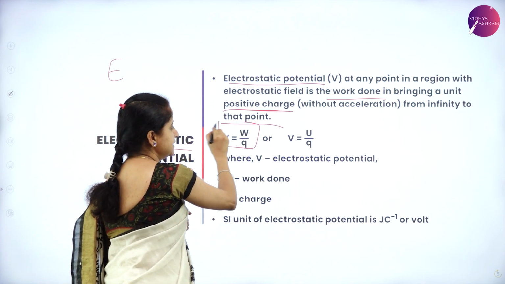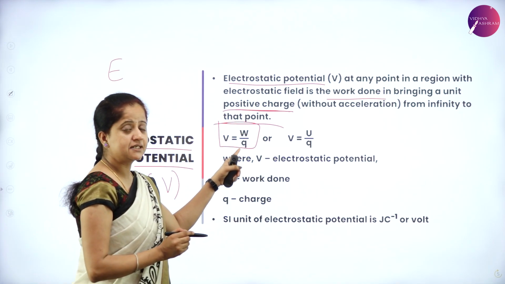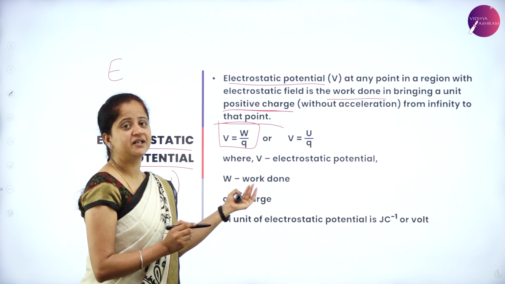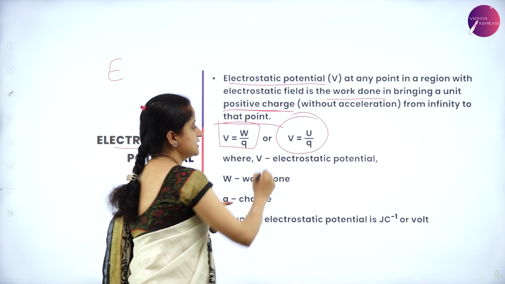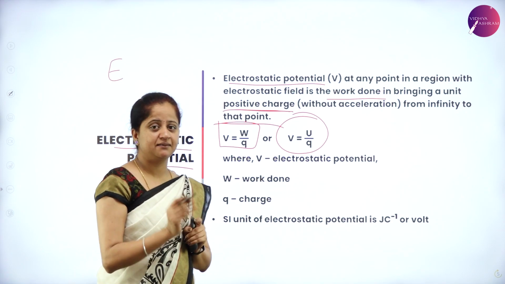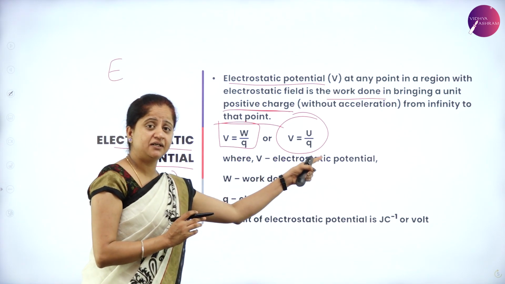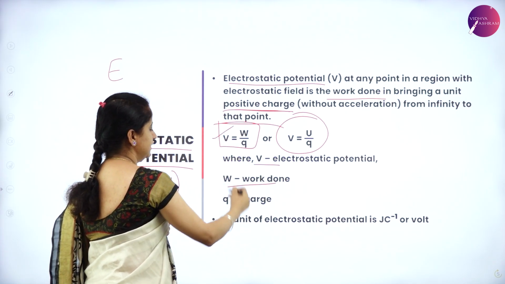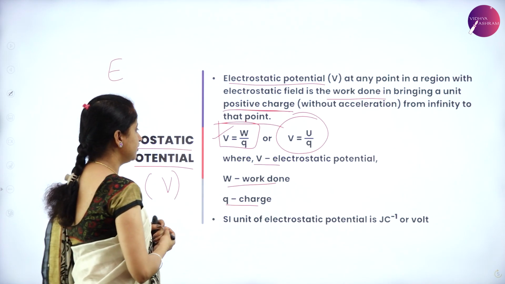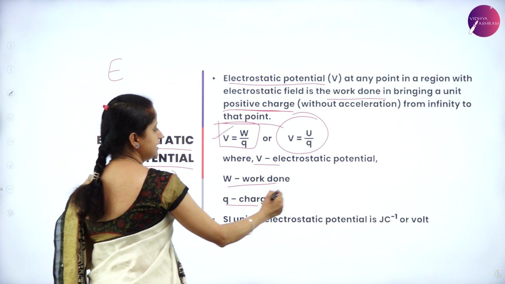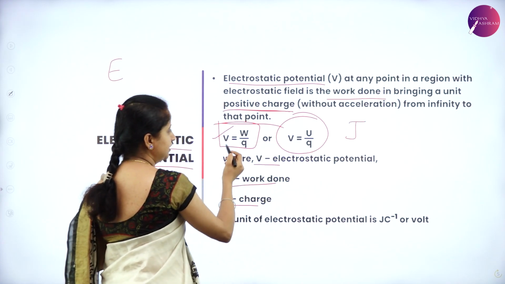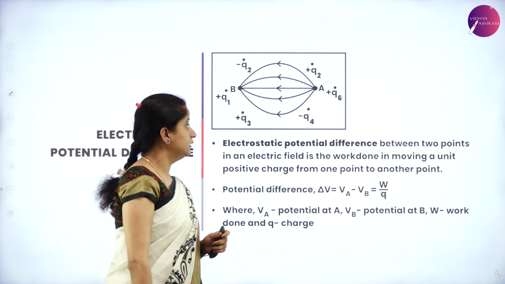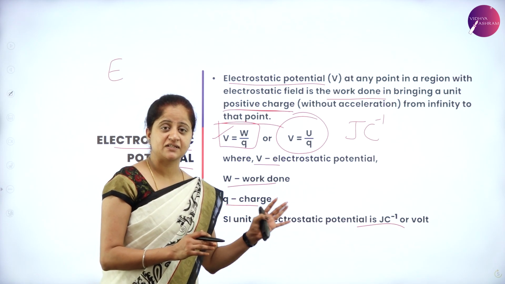So that amount of work done is nothing but electrostatic potential, and that is denoted by V. So it can be represented as V is equal to W by Q, that is the amount of work done to bring a unit positive charge from infinity to a point in an electric field. Or this can also be written as V is equal to U divided by Q, where U is nothing but the potential energy. So V is electrostatic potential, W is work done, and Q is the charge. So what is the SI unit of this electrostatic potential? We know the SI unit of work done is joule, and the SI unit of charge is coulomb. So the SI unit is joule per coulomb, or we can say it as volt. I hope it is clear to everybody, electrostatic potential.